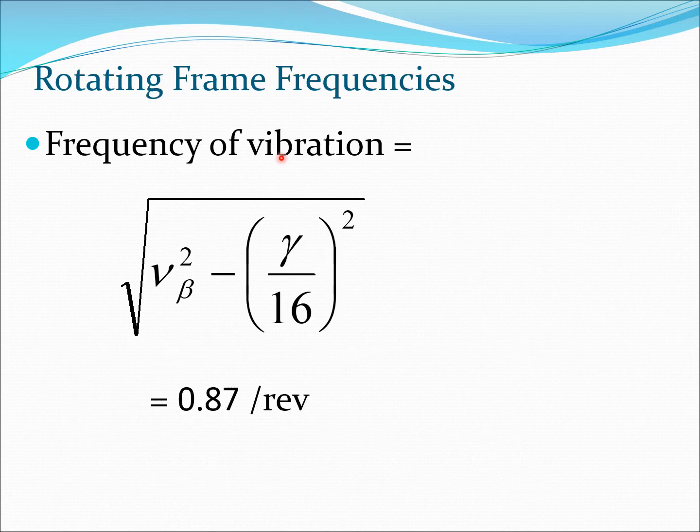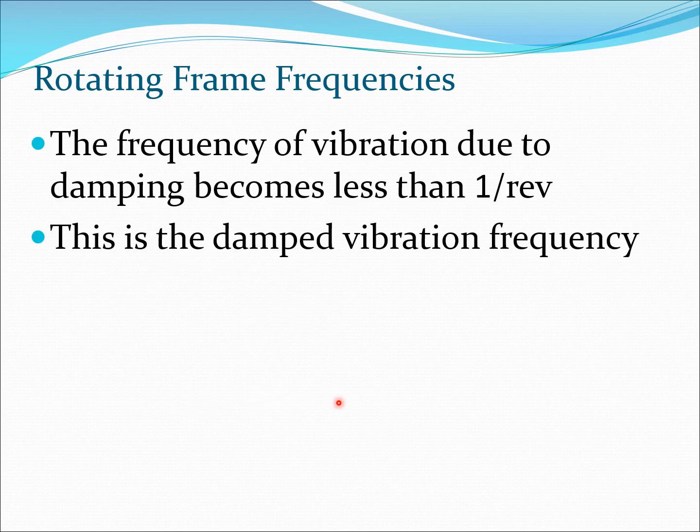So now let's look at the frequency part of this particular case we have conjured up. If we put the same values, nu beta is 1 and gamma is 8, we get the frequency of vibration as 0.87 per rev. And recall that from this expression, this is like a damped vibration. So the frequency of vibration due to damping becomes less than 1 per rev, and that is the damped vibration frequency. So we see that damping is quite substantial because it has a substantial impact on the frequency of vibration. The frequency has come down all the way from 1 to 0.87 per rev.